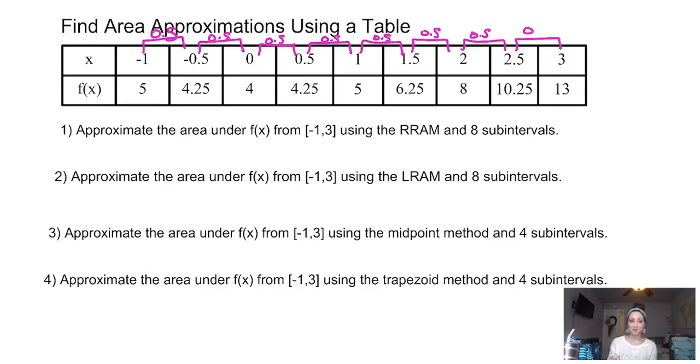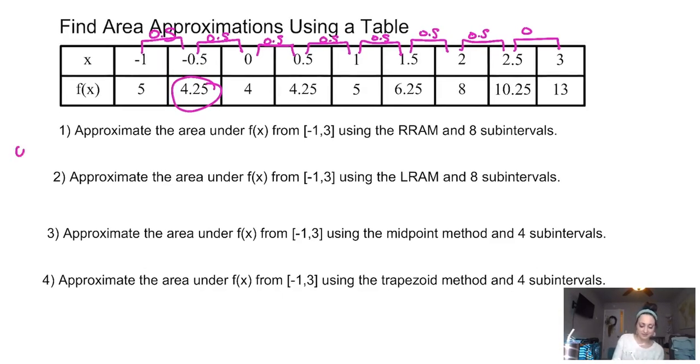Okay, now I want to use RRAM. So this first subinterval goes from -1 to -0.5. The right x value would be -0.5. So let's grab the right y value there for the height. So the first rectangle is going to have a base of 0.5 and a height of 4.25, right?